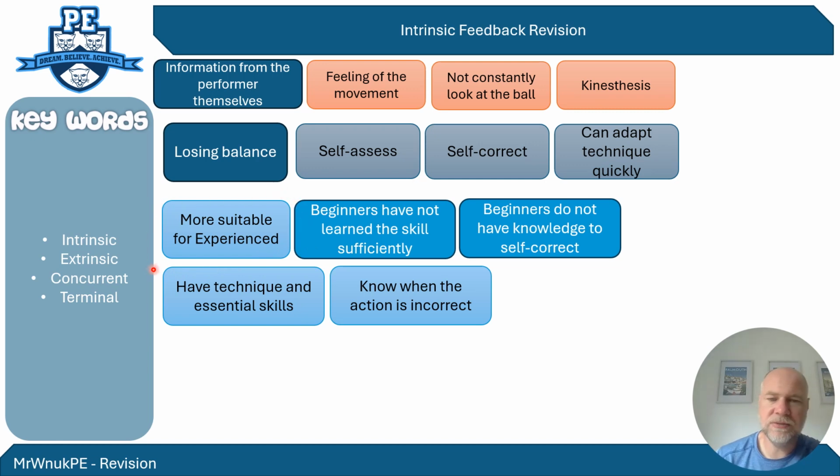So like extrinsic was for beginners, intrinsic is for the experienced performers. As the beginners don't have the knowledge to sufficiently perform the skill, they haven't learned it well enough, so they don't know how to self-correct. So experienced performers know how to self-correct because they know how to do the skill. They have technique and essential skills, and they know when their performance is going wrong, so they can adjust. So that is the reason why it's better suited for more experienced performers.